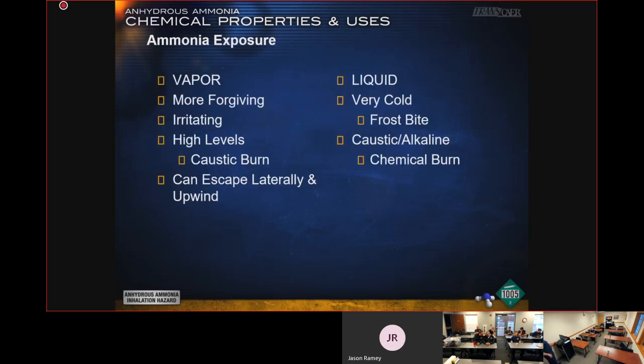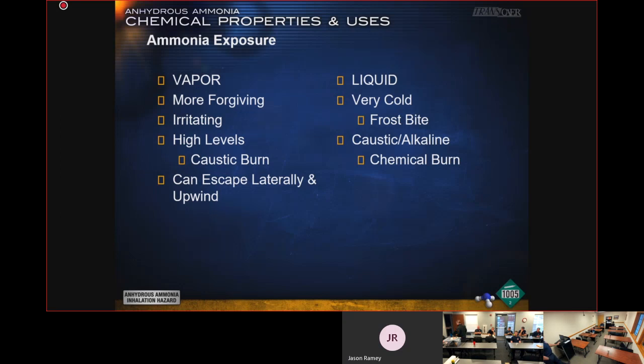The two different forms for this that we'll find are the vapor and liquid. The vapor is a little more forgiving, right? Because you can see it, it'll move away. You can sort of monitor it. You can somewhat predict what it's going to do. It is irritating at high levels. It can be caustic and it can escape, like we had talked about earlier, laterally and upwind. It really doesn't have any set path. It's going to look for water as well as move with the environment and the topography.